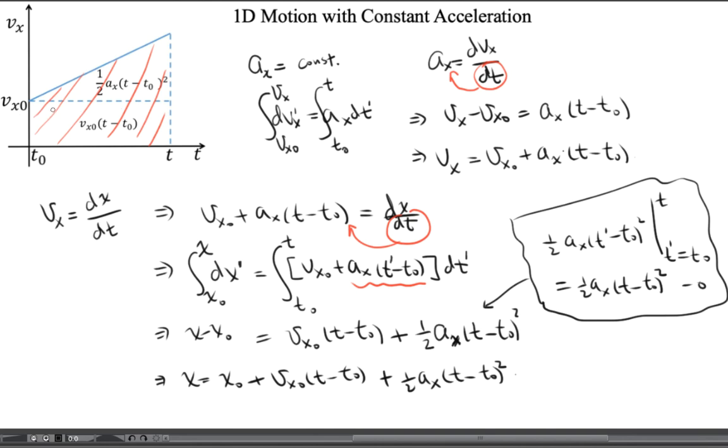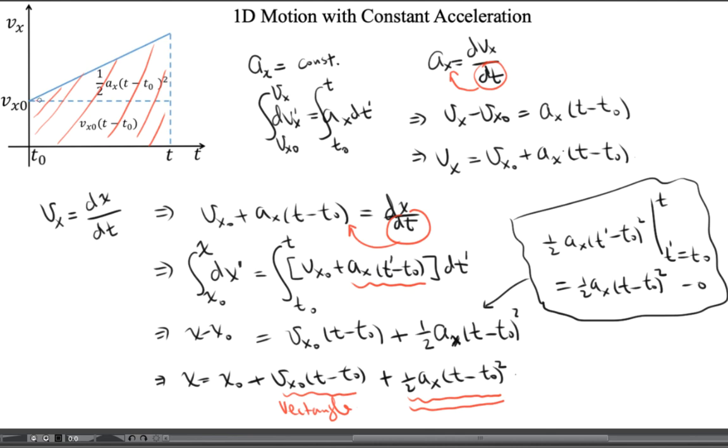The area under such a curve has two components. One is a right triangle, and the other part of the area is a rectangle. For the rectangle, one side is t minus t naught, and the other side is vx naught, that's the height. That gives me the area of the rectangle. And the other one, this expression, corresponds to the right triangle.